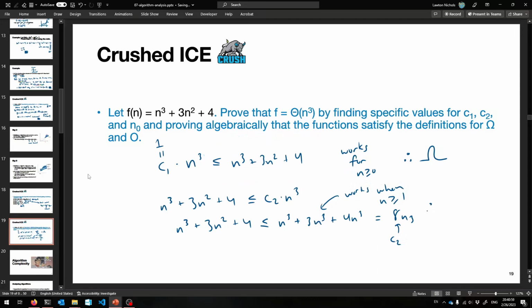And by the way, this bottom part proves that it's big O, therefore big O. And so what you do is you say, all right, c1 is equal to 1. c2 is equal to 8.